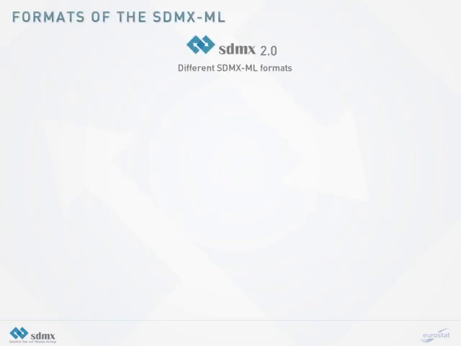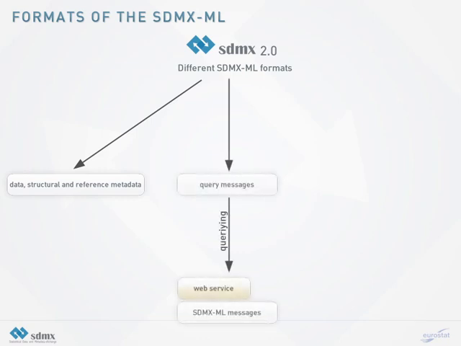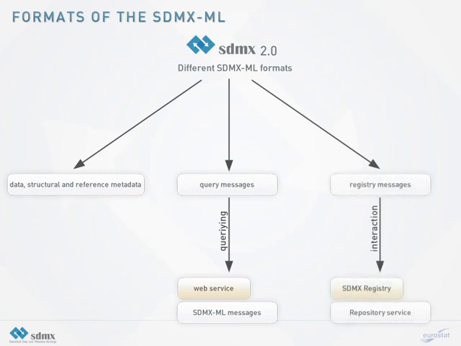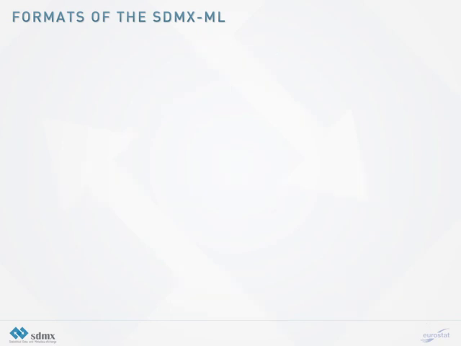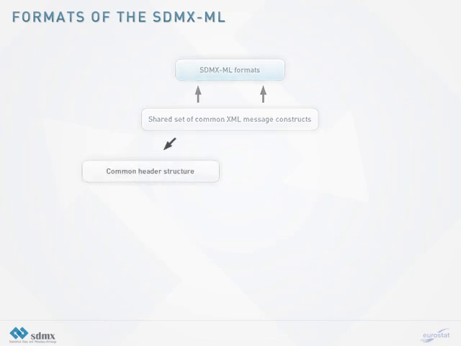The SDMX 2.0 standard offers different XML formats for the exchange of data, structural and reference metadata, query messages querying the different messages from a web service, and registry messages for the interaction with an SDMX registry or repository service. A shared set of common XML message constructs was developed to be reused throughout all the SDMX ML formats. This includes a common header structure and basic common message structure parts for all SDMX ML messages.